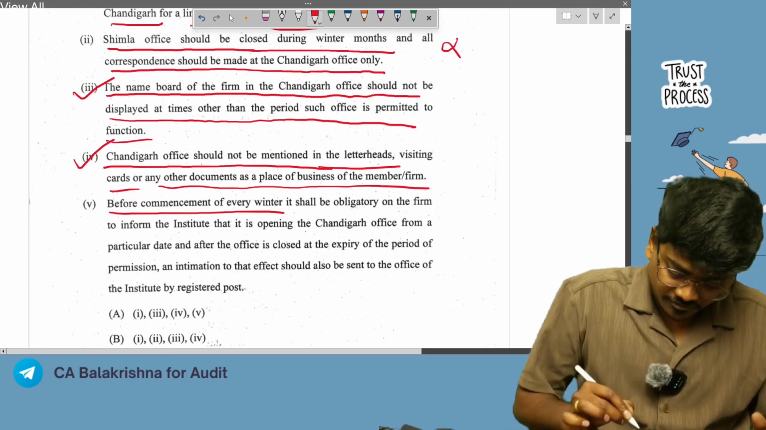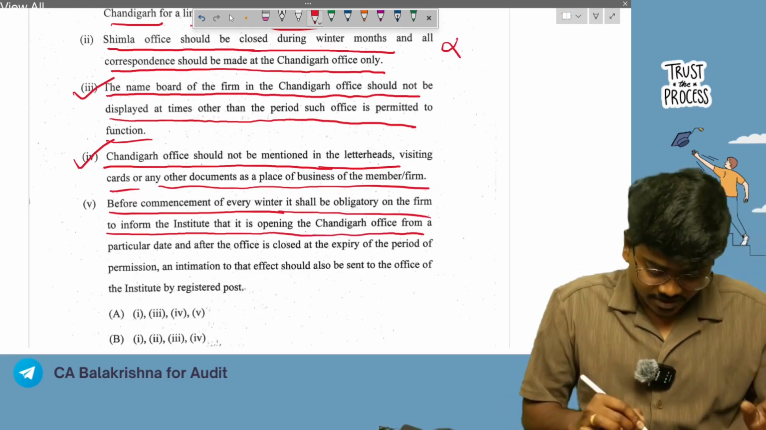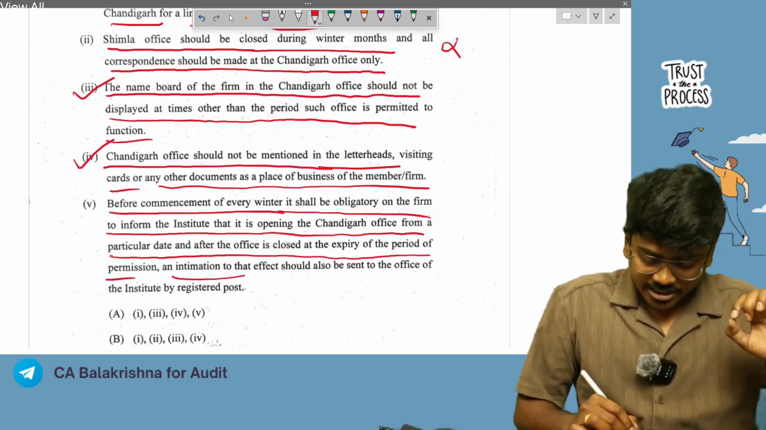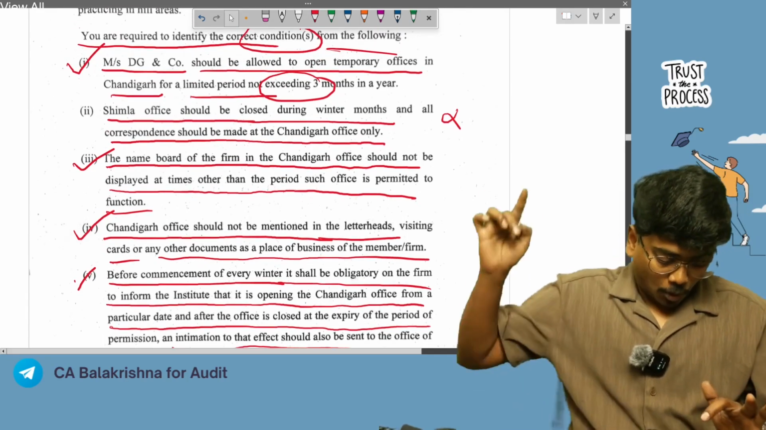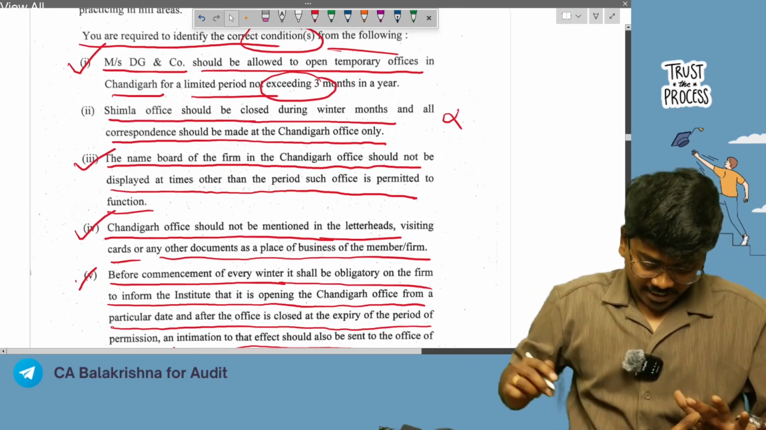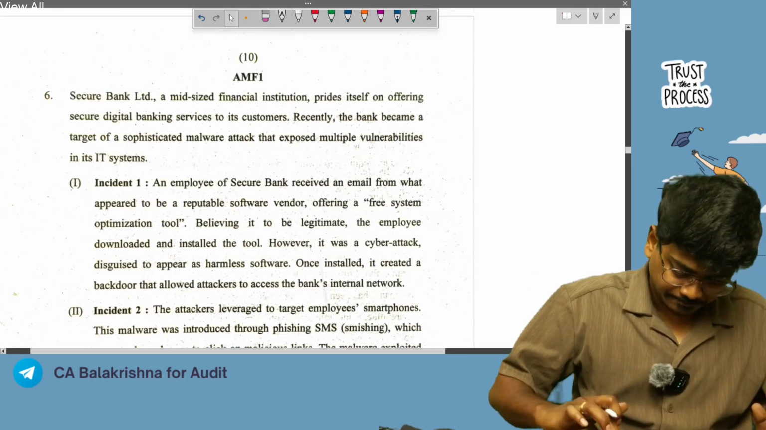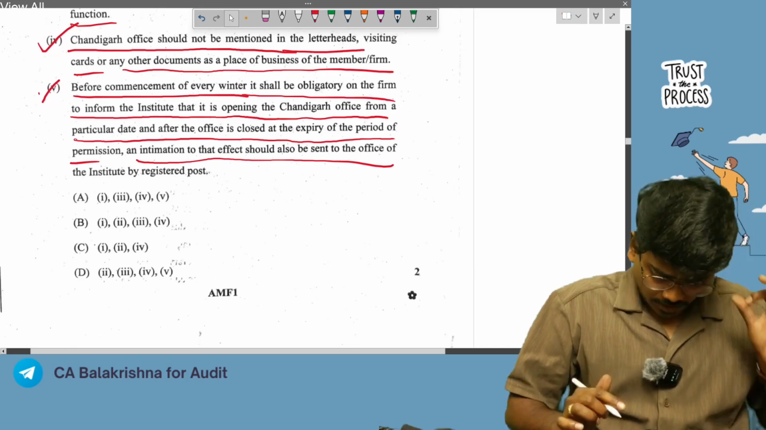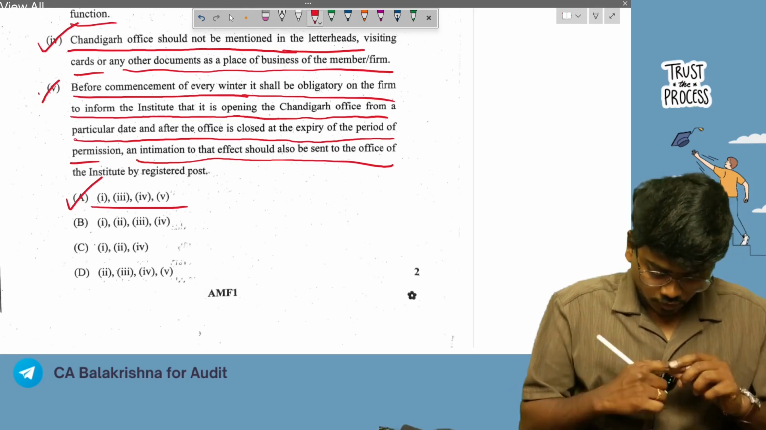Before commencement of every winter, it shall be obligatory on the firm to inform the Institute of opening the Chandigarh office from a particular date, and after the office is closed at the expiry of the period of permission, an intimation to that effect should be sent. Yes, this is also correct. So the correct options are 1, 3, 4, 5. So if you can see over here, option A: 1, 3, 4, 5. These are correct.